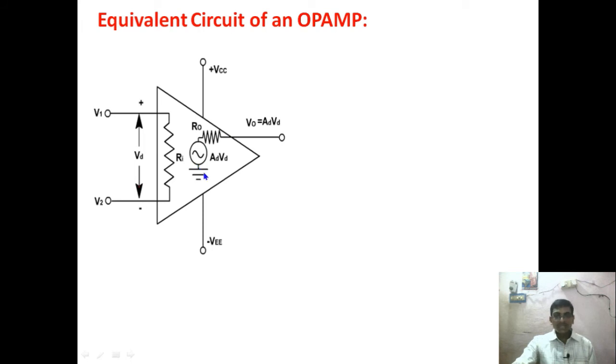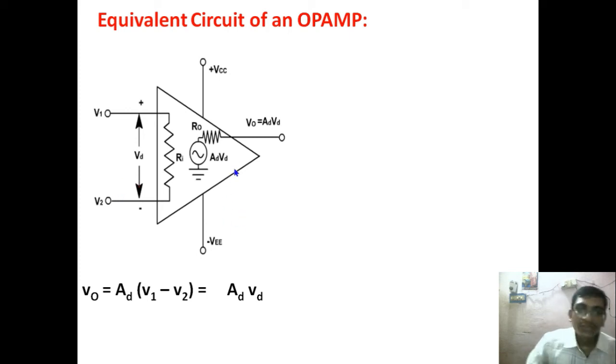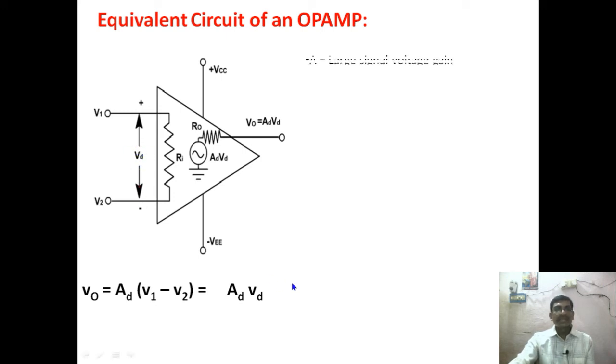The output side circuit is replaced with Thevenin's equivalent voltage and its equivalent resistance, where R0 is the output resistance, or Thevenin's equivalent resistance, and AD VD is the Thevenin's equivalent voltage, and the output voltage is equal to AD into VD. And we know the output voltage V0 is equal to AD into (V1 minus V2). The operational amplifier amplifies the difference between the two input signals, V1 minus V2, which is nothing but the differential voltage VD.